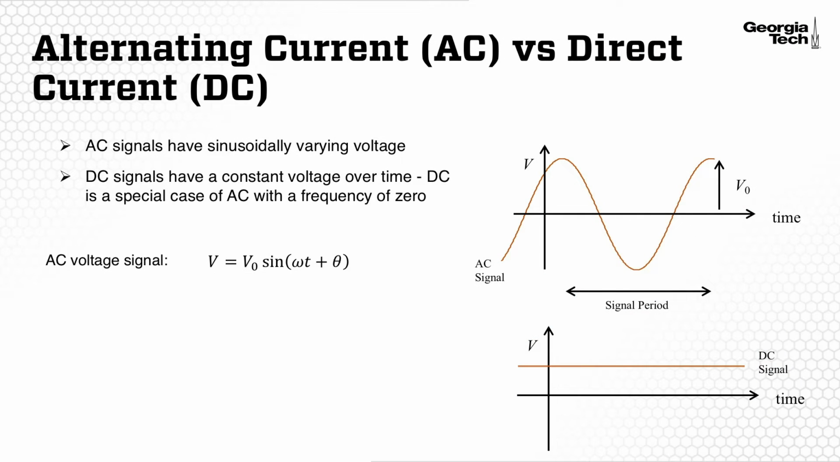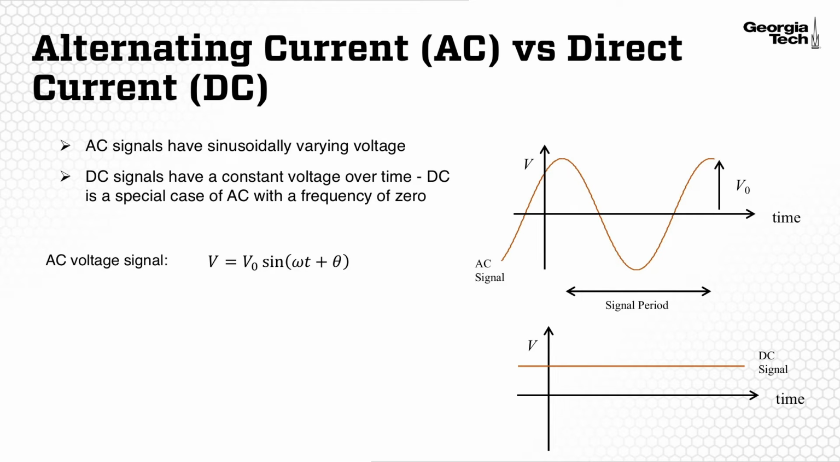It's very important to understand the difference between alternating current and direct current, or AC versus DC. AC signals have a sinusoidally varying voltage, whereas DC signals have a constant voltage over time. And in fact, DC signals are a special case of AC signals. If we think about an alternating current signal as having a certain frequency, then a DC signal is just an AC signal with a frequency of 0.